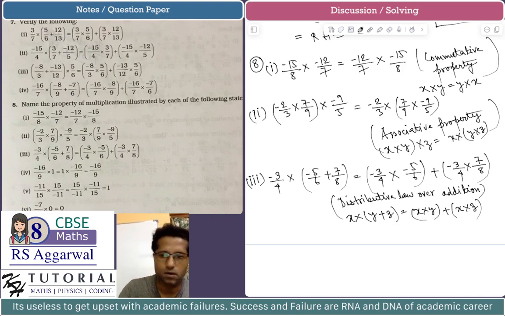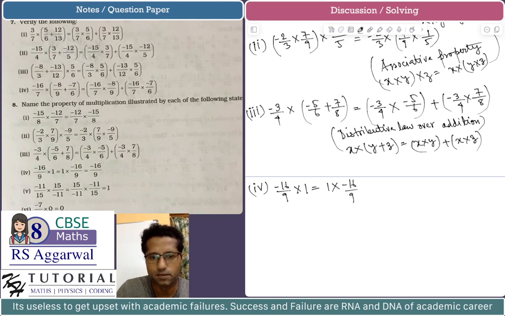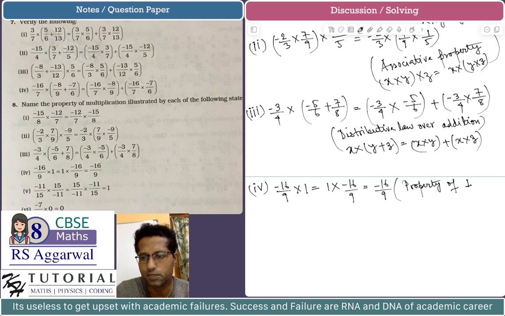Okay, now the remaining you can do, they are very simple, but let me do a few of them. Let's say 4, it is given that minus 16 by 9 divided by 1 is equal to 1 multiplied by minus 16 by 9 is equal to minus 16 by 9. This is basically property of 1 with respect to multiplication of rational numbers. That is, if you multiply 1 with any rational number, the result is the rational number itself. This is known as property of 1.